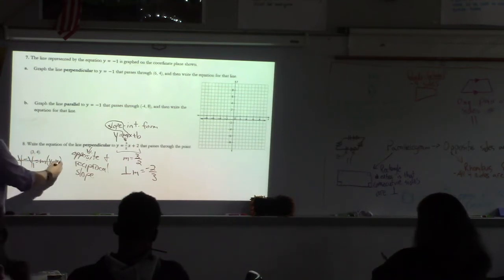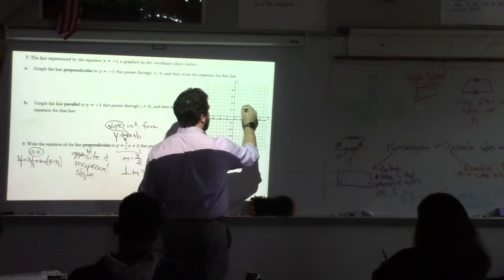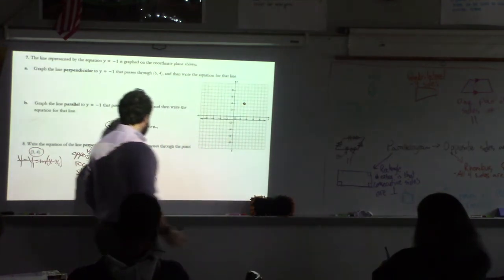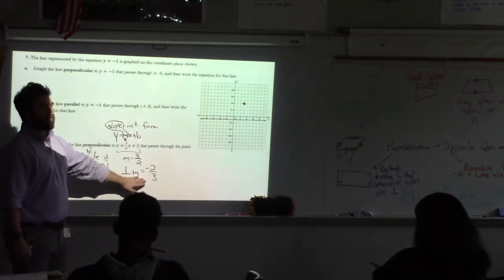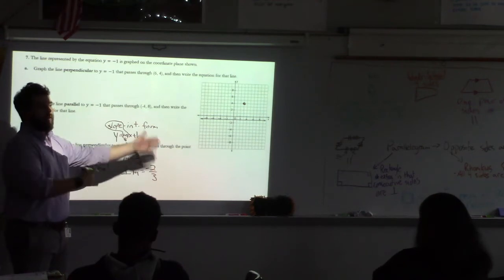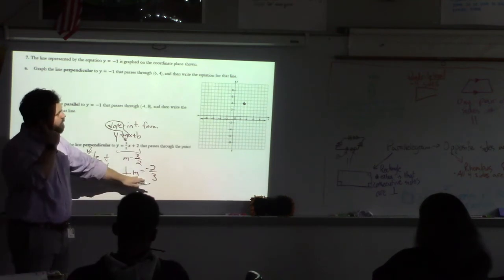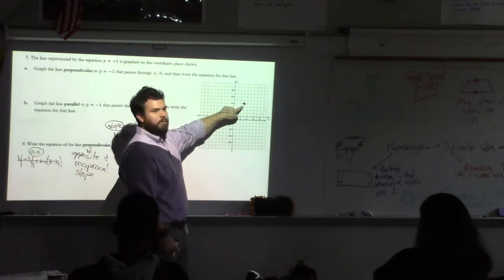Yeah. Well, could I just take this point and graph it? So I'm going to go to 3, 4. And then could I use this slope right here to find the y-intercept? That's what I would do to write my equation. I would just graph it and use my slope to find the y-intercept. So what is my slope? Okay, so where am I going to go from this point?